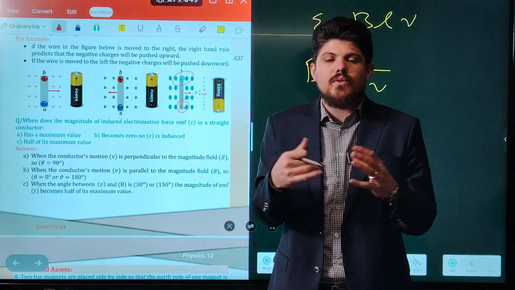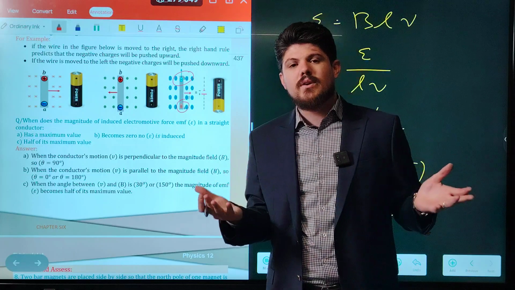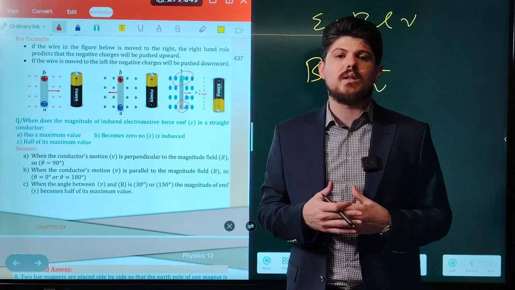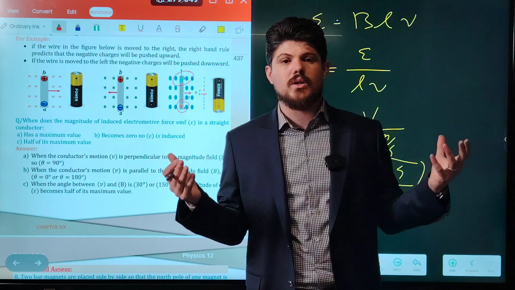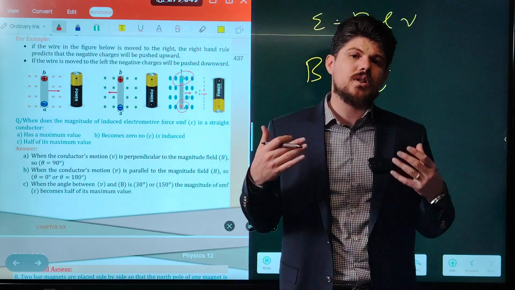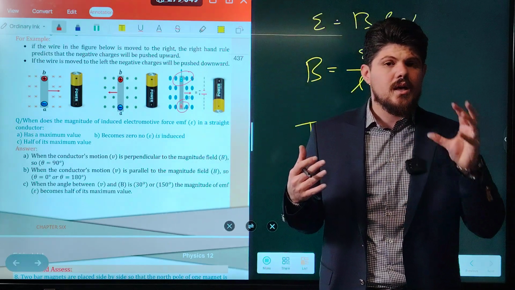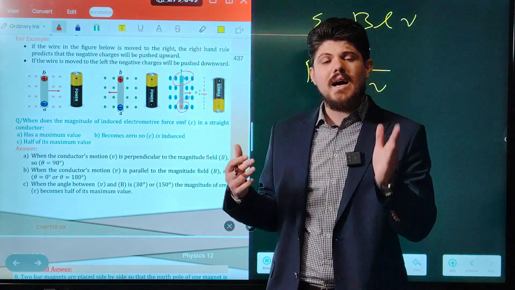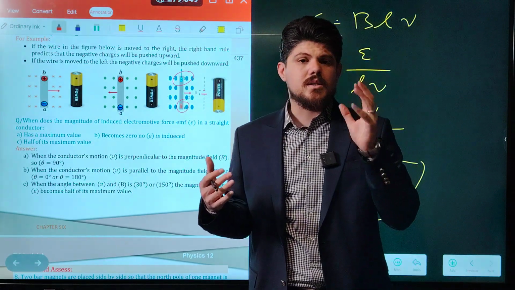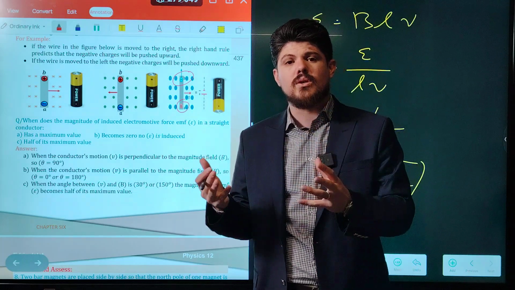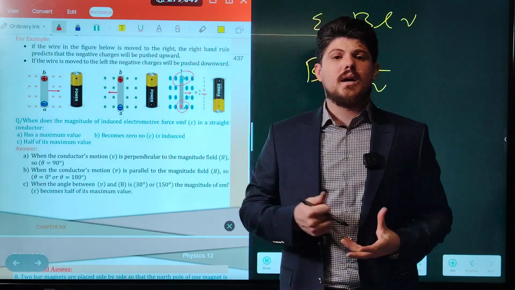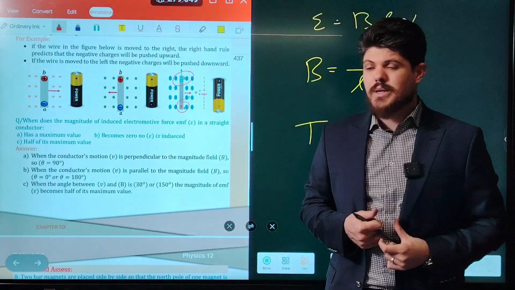But for the straight conducting wire, we don't have a chemical reaction. How can you obtain the positive charge and the negative charge at the ends, the polarity of the conducting wire? By moving this wire in the magnetic field. The magnetic force acting on the charged particles separates the negative charge from the positive charge. This magnetic force creates the electromotive force and the induced current.